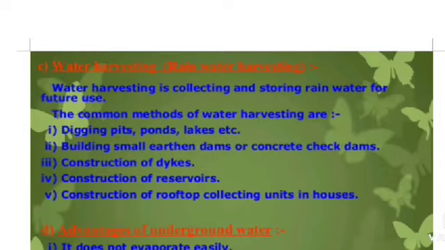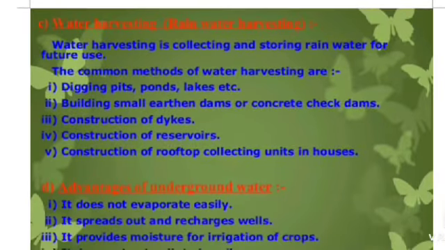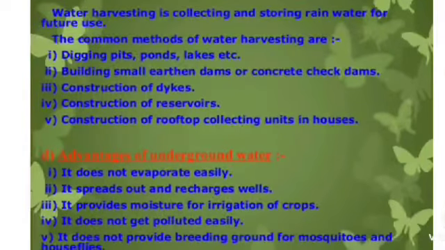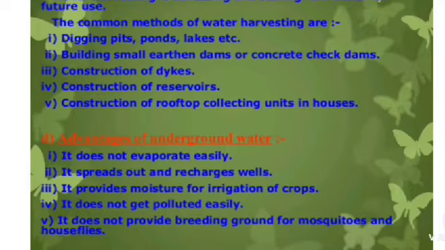Rainwater harvesting. Water harvesting is collecting and storing rainwater for further use. The common methods of water harvesting are digging pits, ponds, lakes, etc., building small earthen dams or concrete check dams, construction of dikes, construction of reservoirs, and construction of rooftop collecting units in houses.